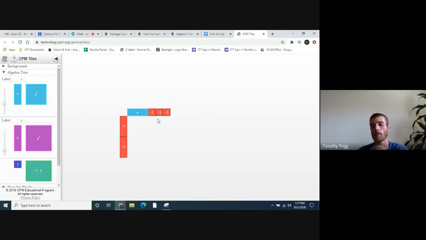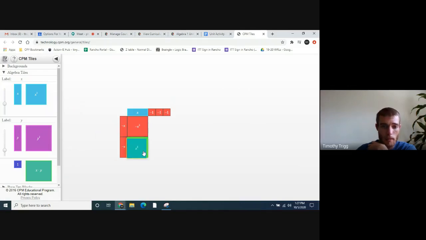So what we're creating is like the outside of a box. And what we need to do is fill in this box. So how do we do that? Well, what would go in this section right here? See how it's an x times a negative x? So what would go here is a negative x squared, because positive times negative is negative.